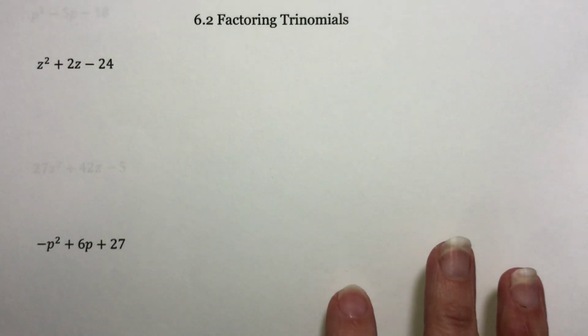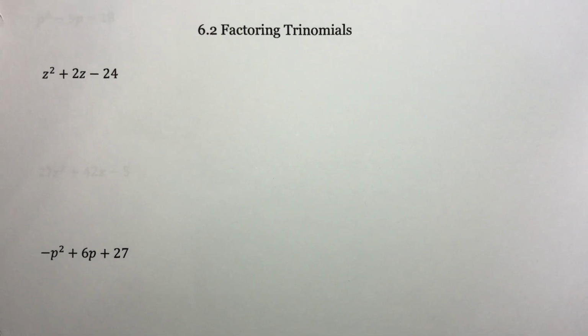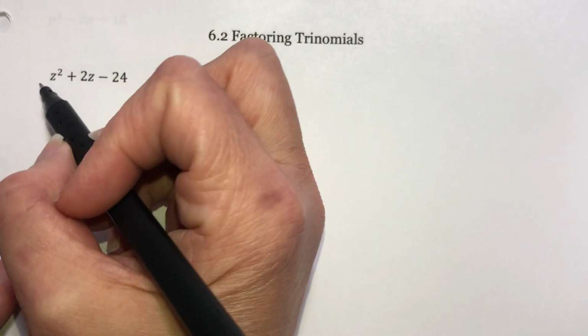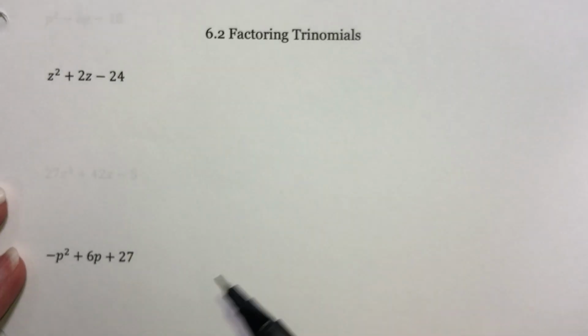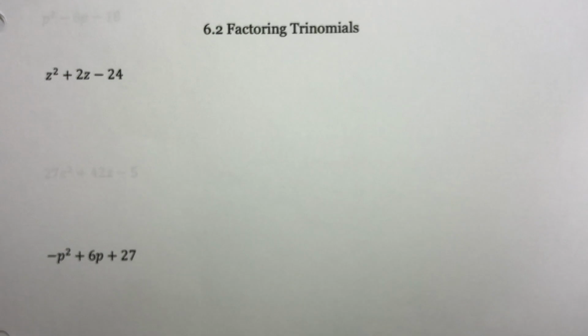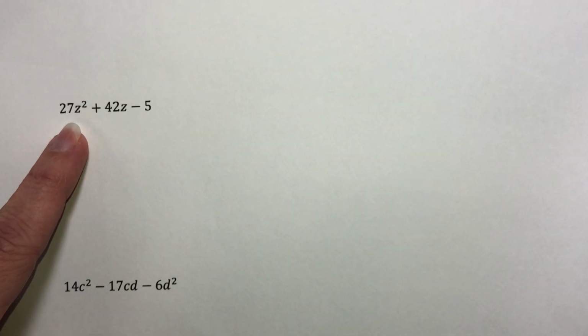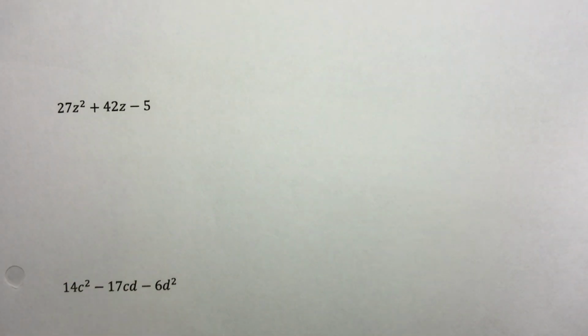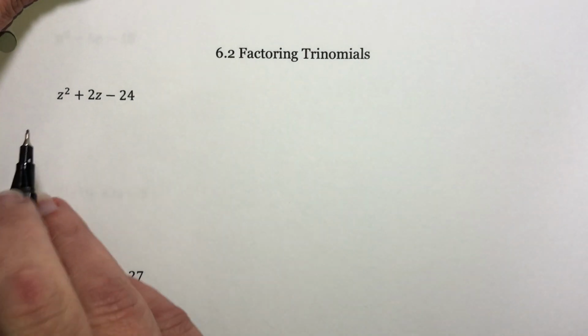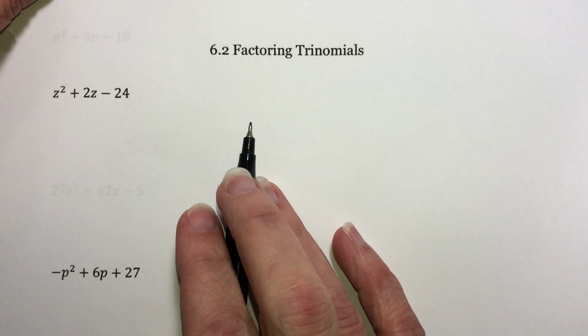Okay, so there are 2 main types of factoring trinomials. The first type is when the number in front of your square term is a 1. That's the easiest case. The other kind is going to be when you have a number other than 1 in front of your square term. Okay, so first of all, when we have a 1 in front, this is the easier case.